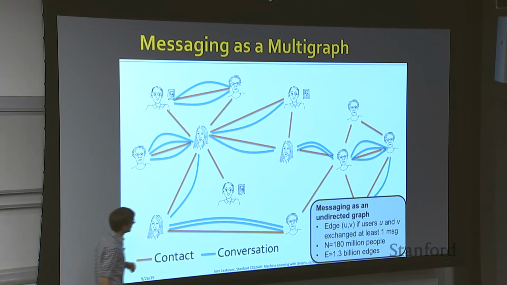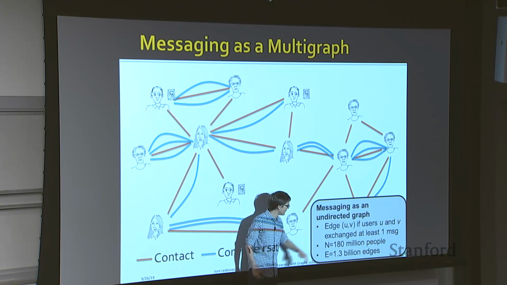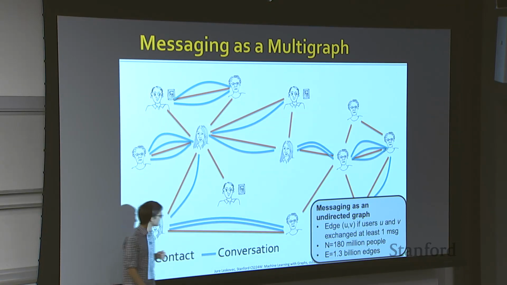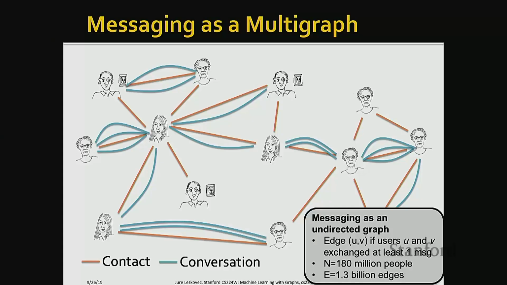And what we decided to do is to create an edge between two users if they exchanged at least 1 message in this 1 month period. And that gave us these 1.3 billion edges. So for example, in our graph, there would be no edge here because these two people did not exchange messages. But there are edges wherever there is at least one blue line. So now we have a graph.